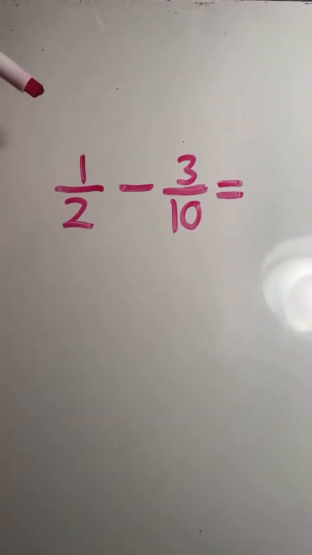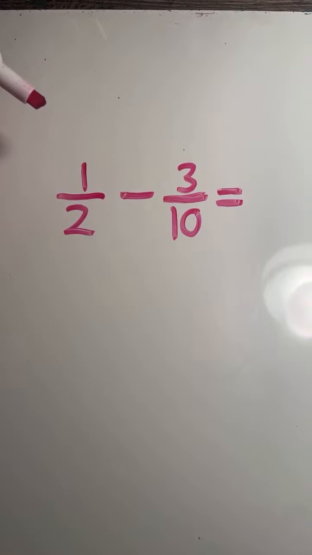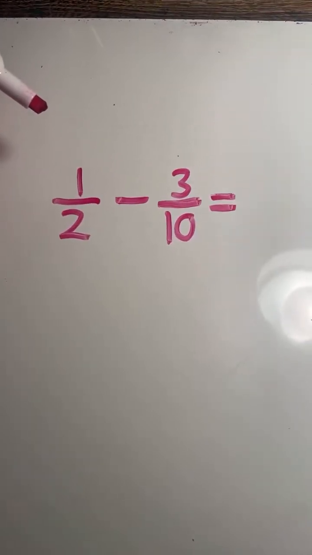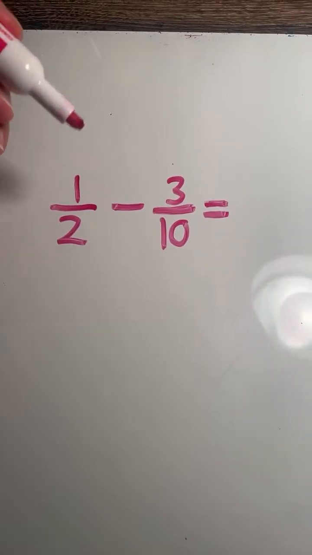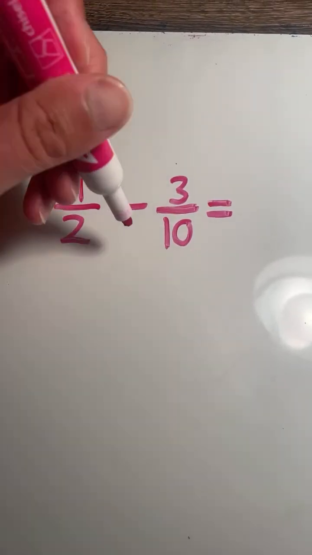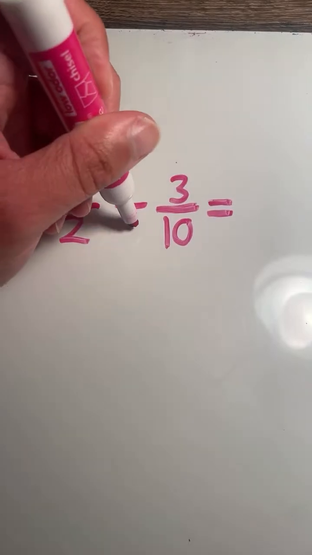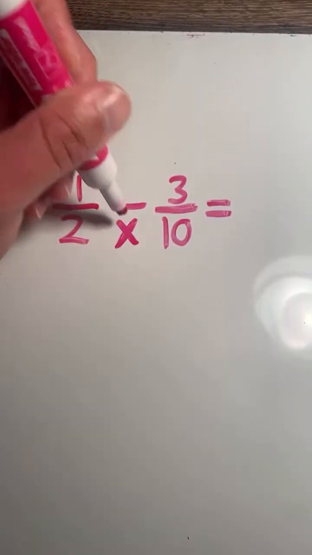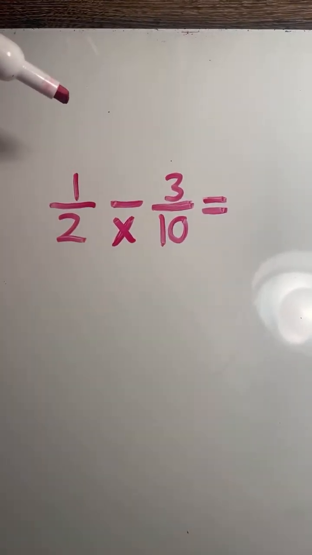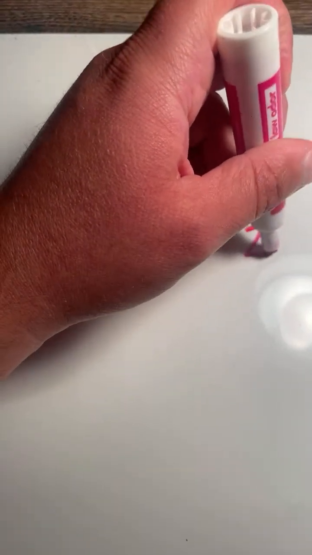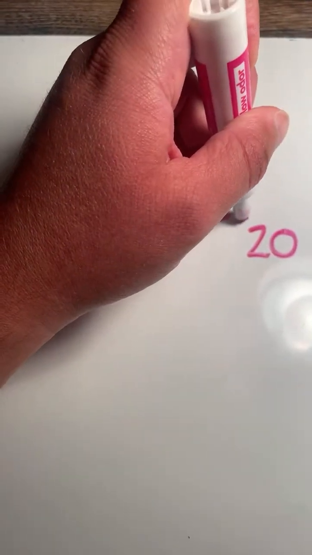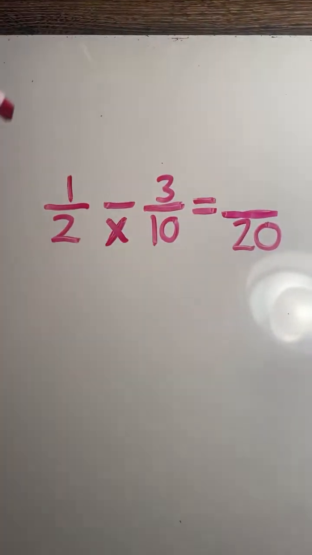So step one, when you're subtracting fractions with unlike denominators, you have to find a common denominator. And one way to do that is to multiply the two separate denominators. So we got to multiply 2 times 10. 2 times 10 equals 20, so 20 will be our common denominator for this problem.